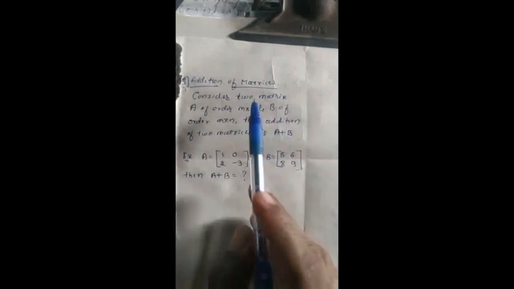So here I have given one sentence. This is not the definition, this is a sentence. Consider two matrices: matrix A of order m into n and matrix B of order m into n. So when can we add or subtract two matrices? When both matrices have the same order. Here A is m into n, B is also m into n. Then the addition of two matrices is A plus B.